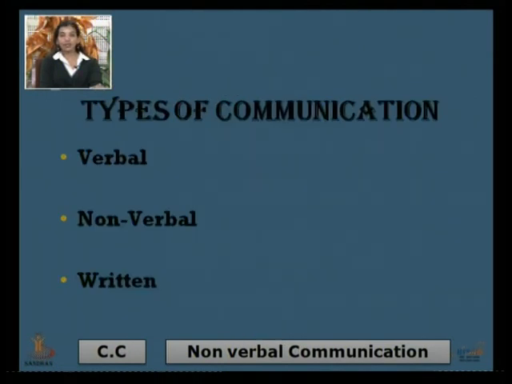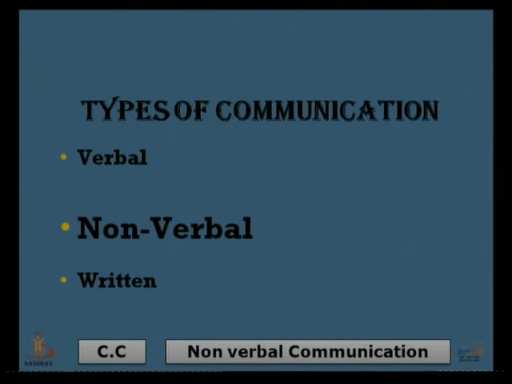Types of communication are verbal, non-verbal and written. Now, types of communication can also be broadly classified as interpersonal, intrapersonal and transpersonal. Interpersonal is with two people, under which we come across verbal, non-verbal and written. Intrapersonal is the communication within, and transpersonal is the communication with a group or a mass.